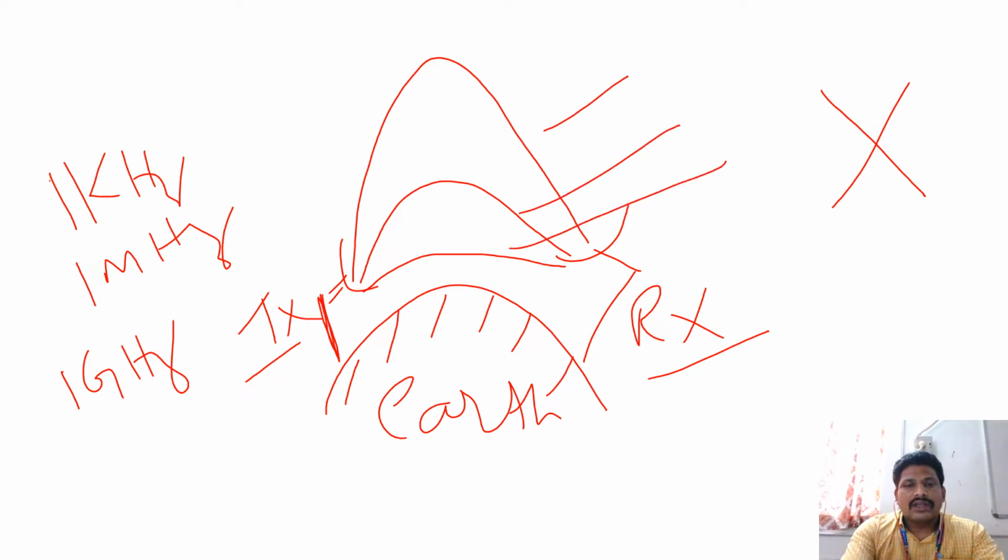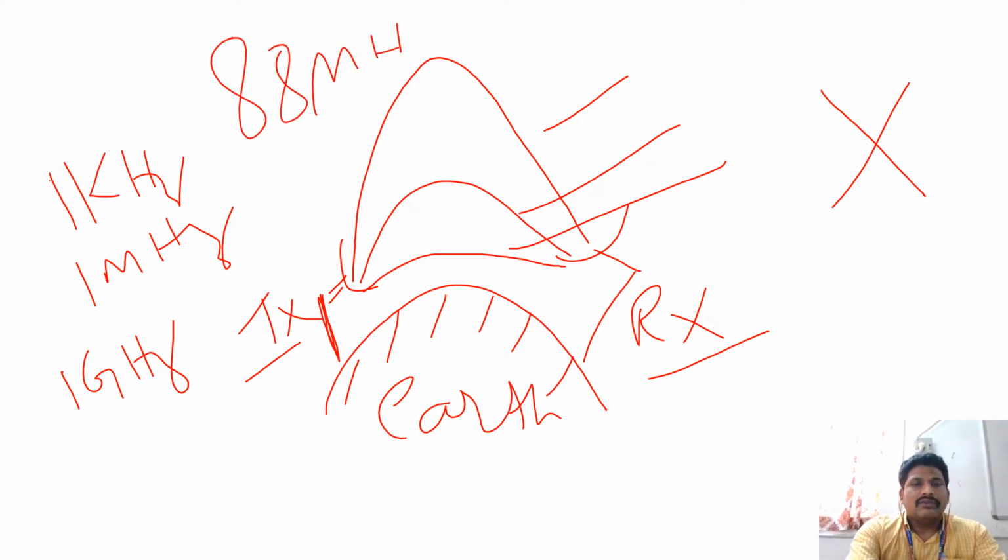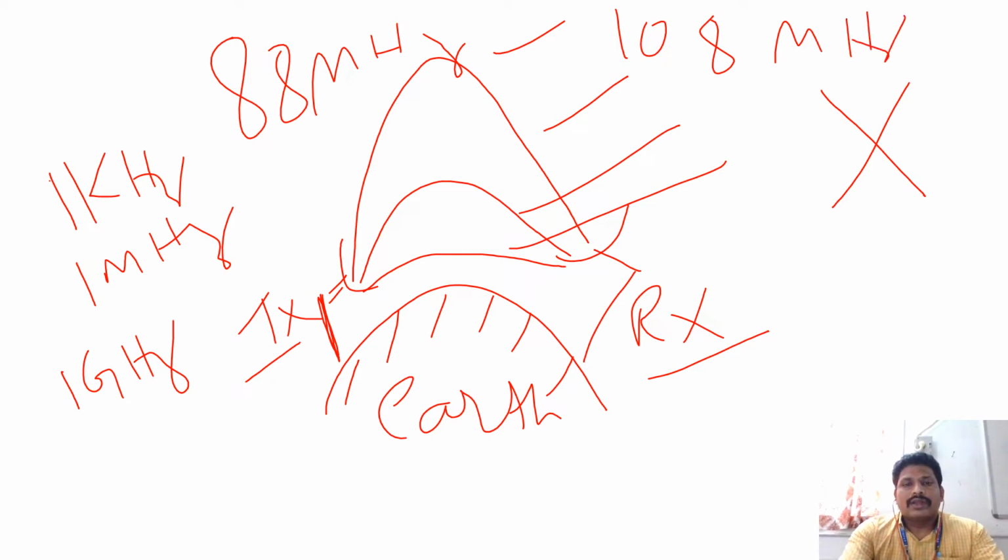Based on the frequencies, in antenna terminology, frequency means application. For example, FM radio has a frequency from 88 megahertz to 108 megahertz. So if I want to transmit 88 megahertz to 108 megahertz, what is the mode of propagation? There are three modes of propagation.